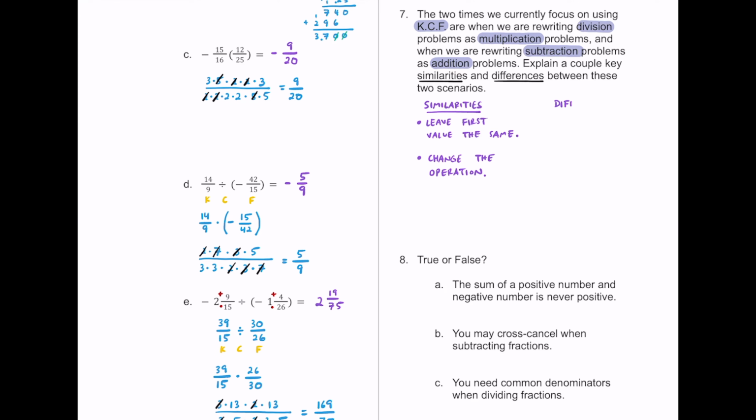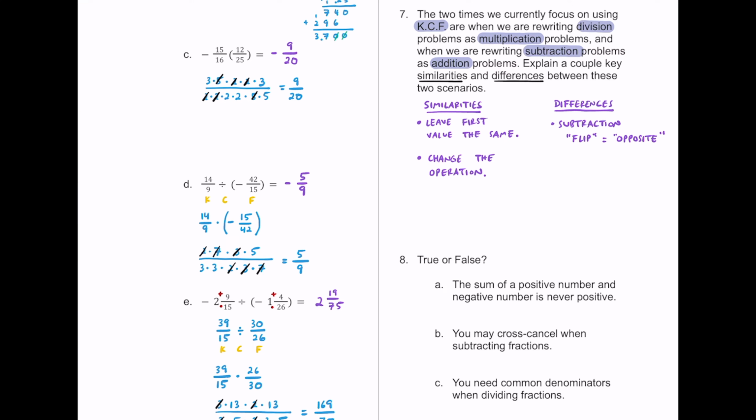And then for the differences, let's see what we can write here. For subtraction, what can we say that's specific about subtraction that's different from division? So for subtraction, the word flip, what do we mean by flip? That really means the opposite, right? So if we have a positive number, we're going to make it negative. If we have a negative, we're going to make it positive.